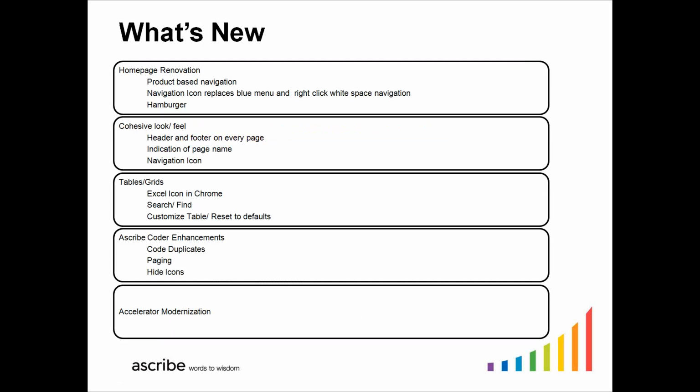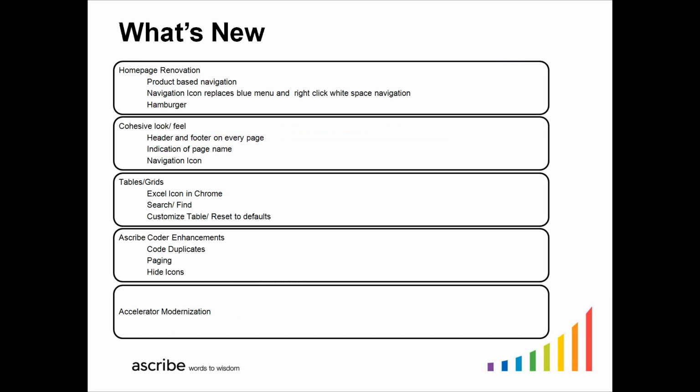Okay. So what's new in version 8.0? We've done a homepage renovation that I'll be walking you through with some product-based navigation. Our navigation icon is replacing the blue menu and our right-click and white space navigation. And then we'll be talking about this new hamburger that we have on the homepage. As I mentioned before, the whole look and feel, we've tried to give it a cohesive, updated, modernized look and feel.